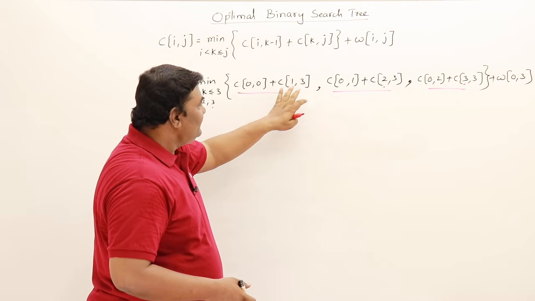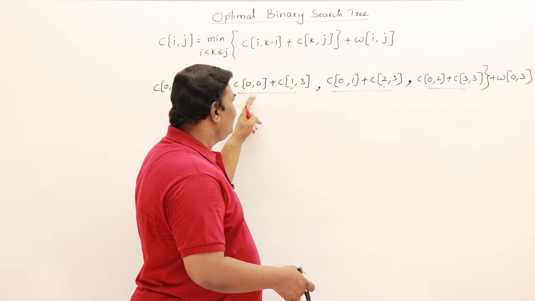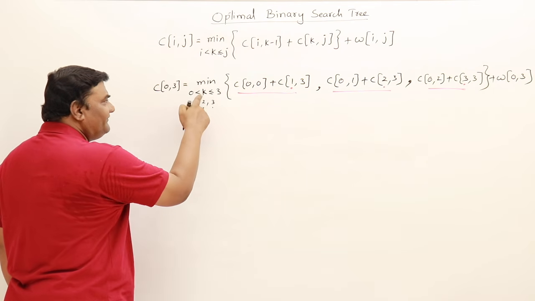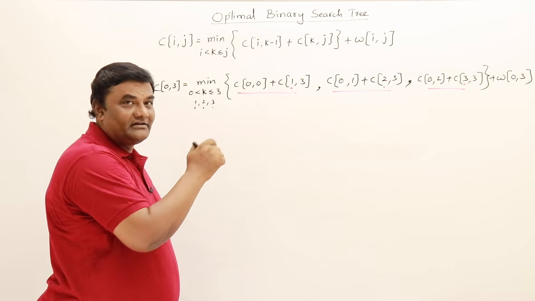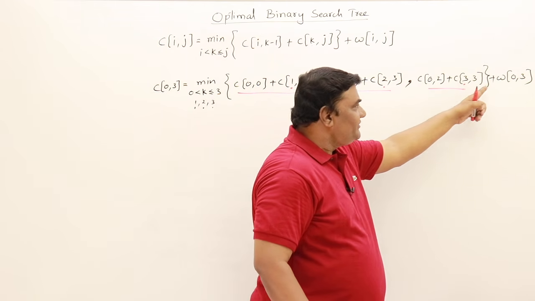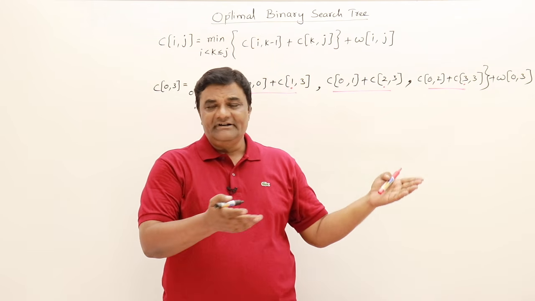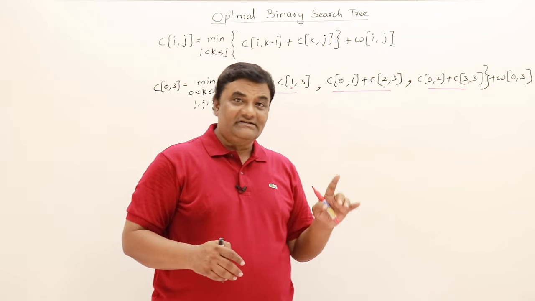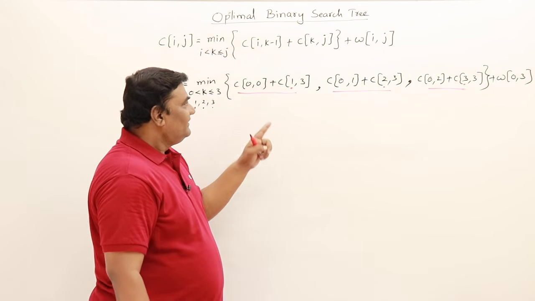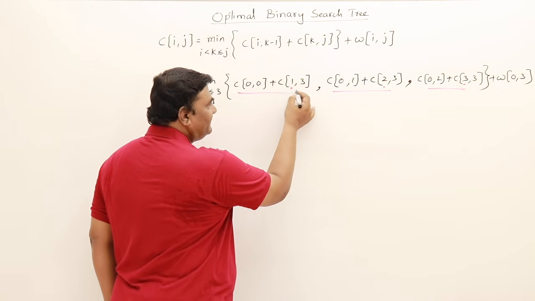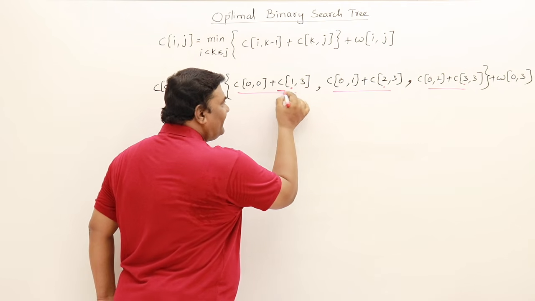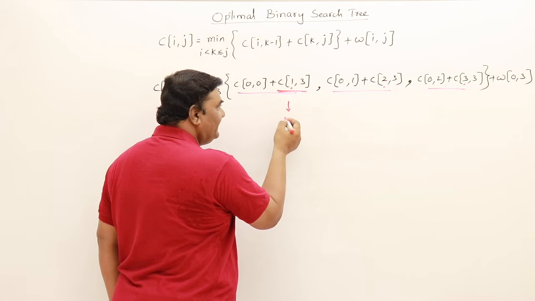So if I know these values, I can substitute them and I can get the minimum. Then it will give us what should be root k. And this w of 0 to 3 is nothing but the sum of all the probabilities, successful as well as unsuccessful, all together, right? Now, I should know this, right? So if I have to find this one, I'll try to expand it here only.